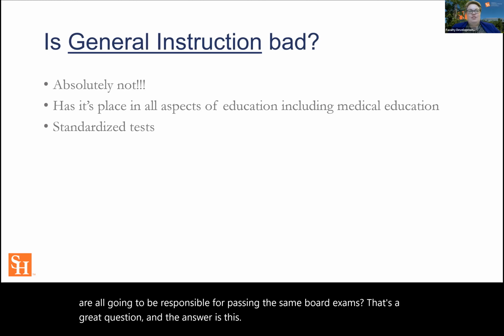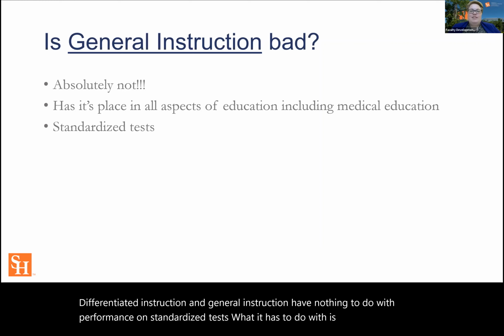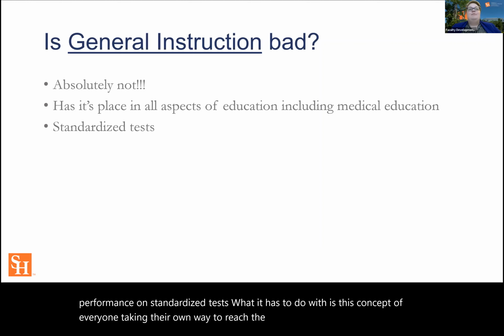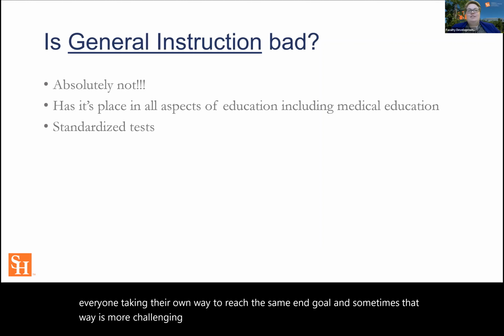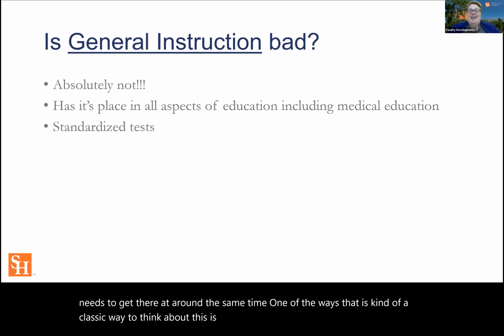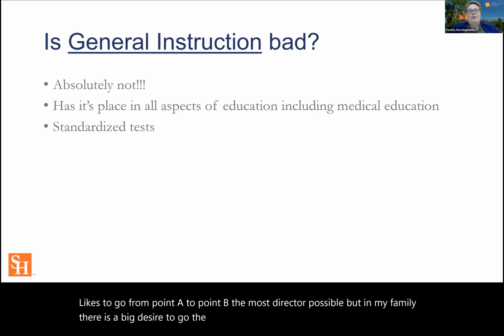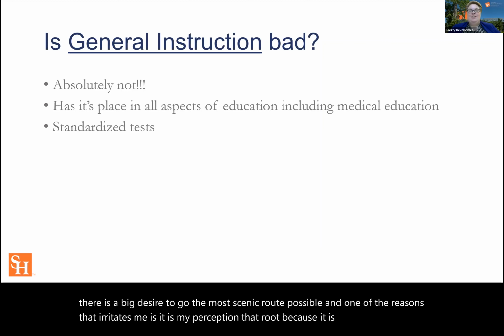Differentiated instruction and general instruction have nothing to do with performance on standardized tests. What it has to do with is this concept of everyone taking their own way to reach the same end goal. And sometimes that way is more challenging or difficult or takes a little longer, but everyone needs to get there at around the same time. One of the ways that is kind of a classic way to think about this is if you are taking a road trip, right? I am someone who likes to go from point A to point B the most direct route possible. But in my family, there is a big desire to go the most scenic route possible. And one of the reasons that irritates me is it is my perception that that route, because it is more meandering, is going to take longer.